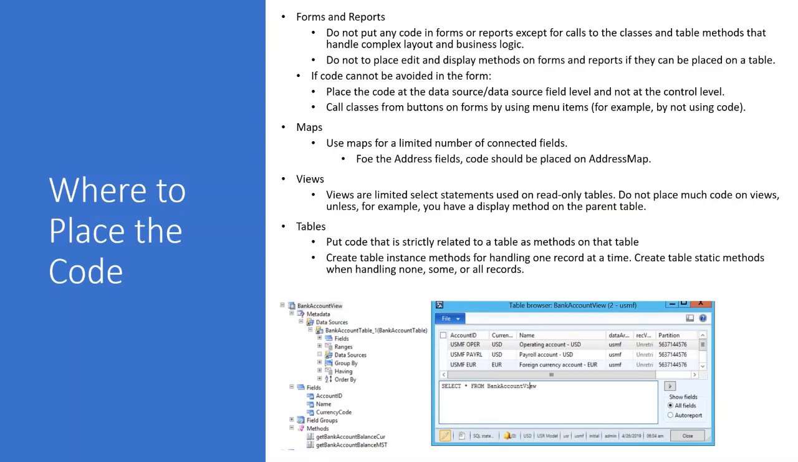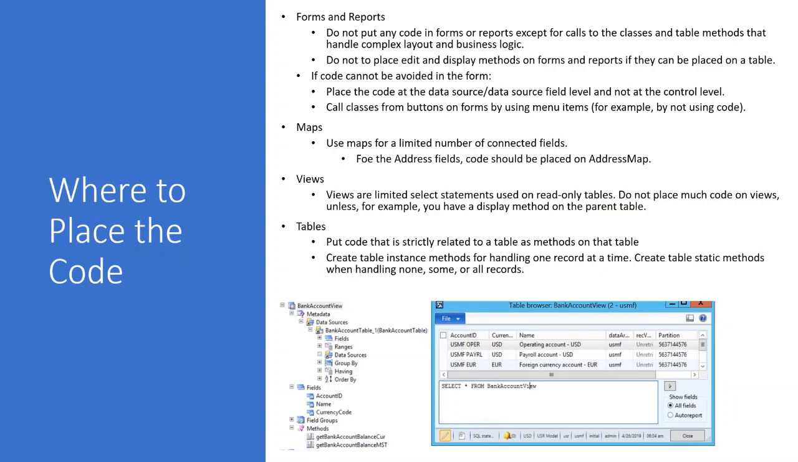Maps: use maps for a limited number of connected fields. For example, you can use a map for the address field, and code should be placed on the address map. Views: views are limited select statements used on read-only tables, so do not place much code on views unless, for example, you have a display method on the parent table. Tables: put code strictly related to a table on the table method. Create table instance methods for handling one record at a time. Create table static methods when handling none, small, or all records.